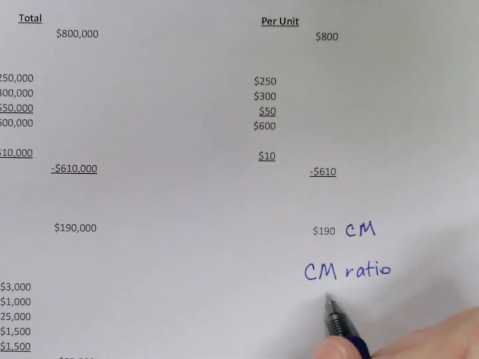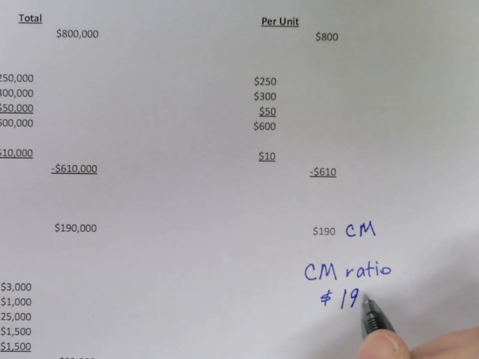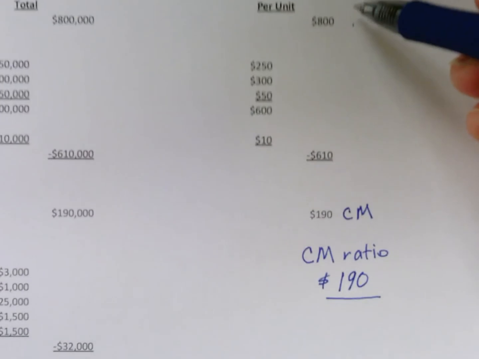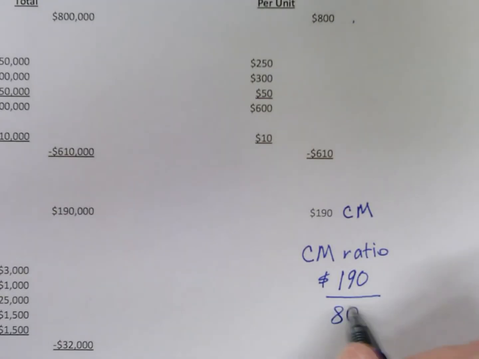So contribution margin ratio, if you recall, is contribution margin per unit divided by selling price per unit, in this case $800. So you can compute that contribution margin ratio and use it in break-even analysis when you want the answer to be in sales dollars required.